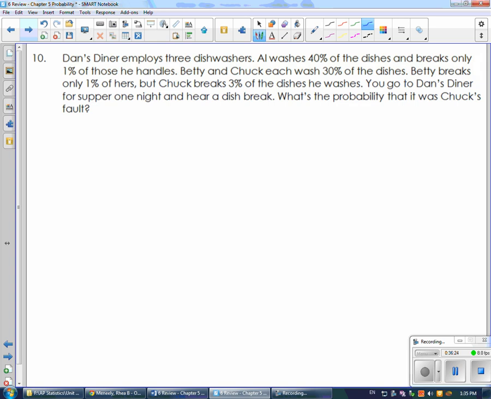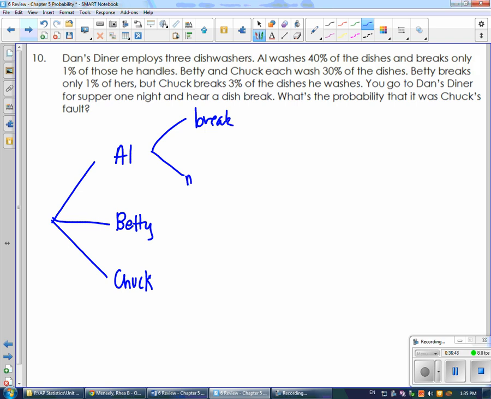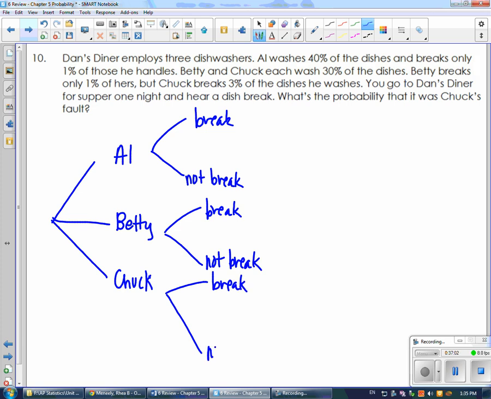So in this case, again, I'm looking at a sequence of events. I'm looking at the person who washes the dishes and then whether or not they break the dishes. Because there's 3 different people washing the dishes, it's going to be better that I do a tree diagram. So we've got Al, we've got Betty, and we've got Chuck. And each one of them is either going to break or not break. Break, not break, break, or not break.